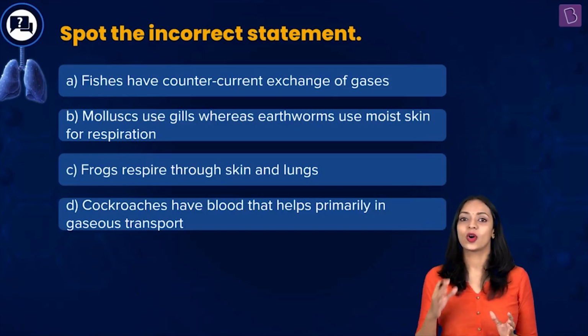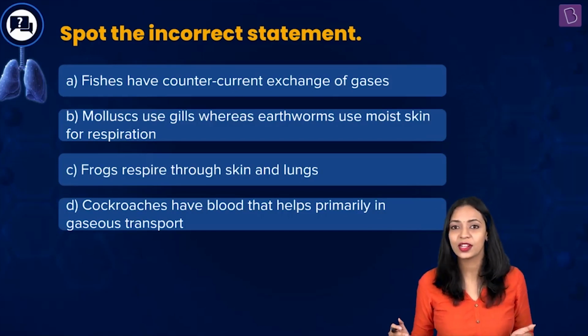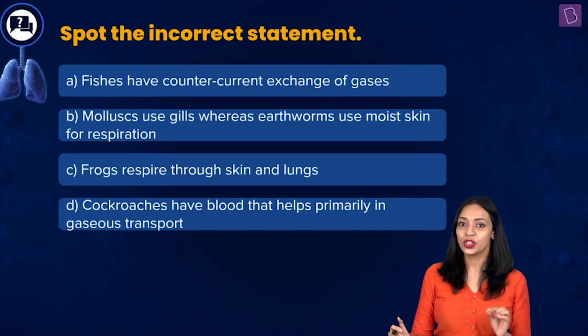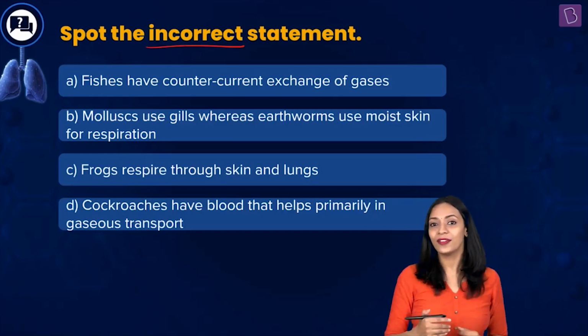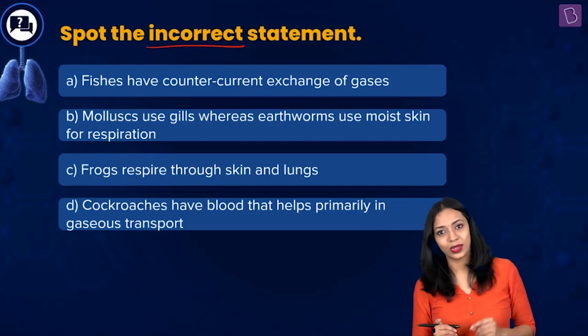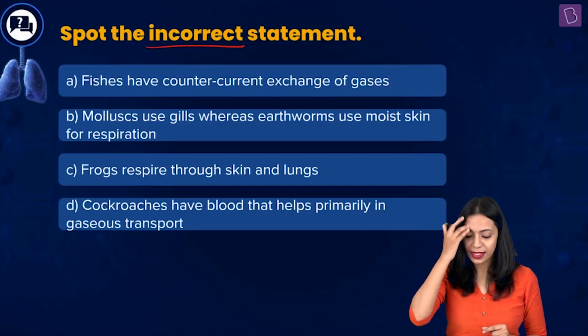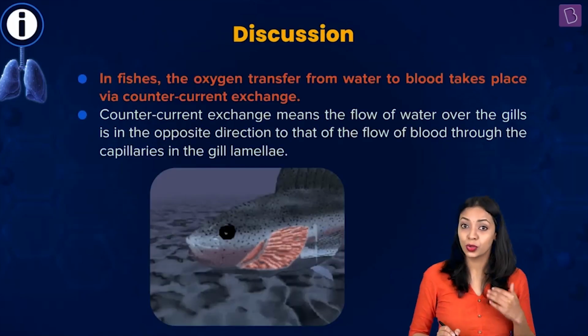Now, if you noticed, all of the options are talking about different organisms and their respiratory structures. We have to find out which of the given statements is incorrect. So, in order to arrive at the correct answer, let us examine each statement in detail, starting with the first one. The first statement says fishes have countercurrent exchange of gases. Now, this is a true statement.